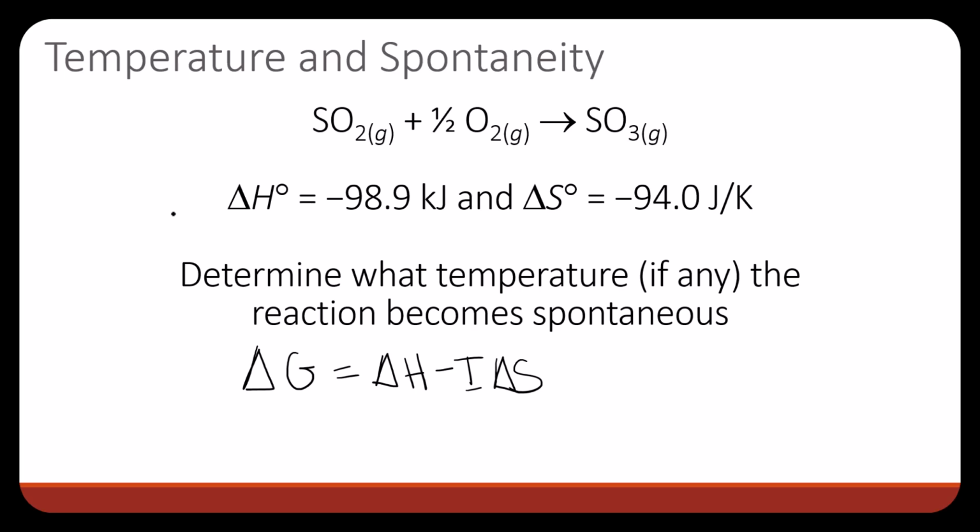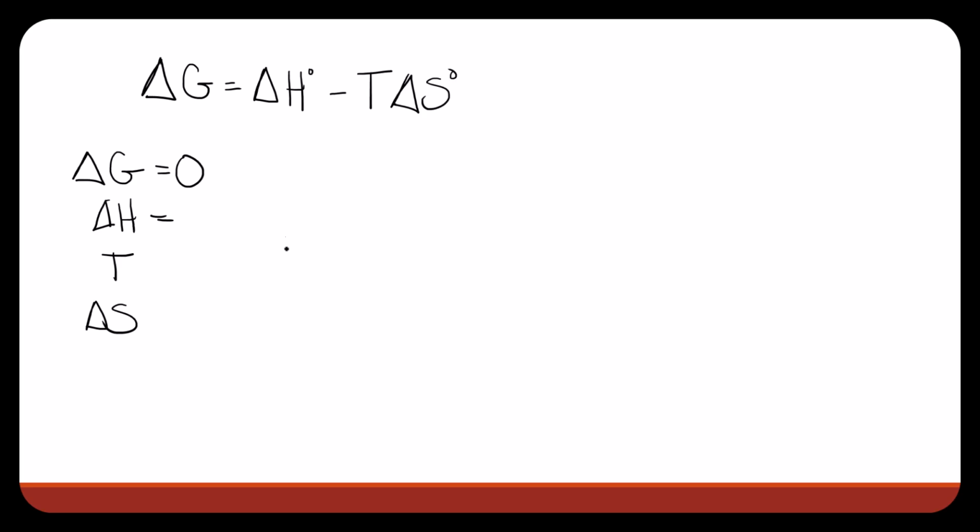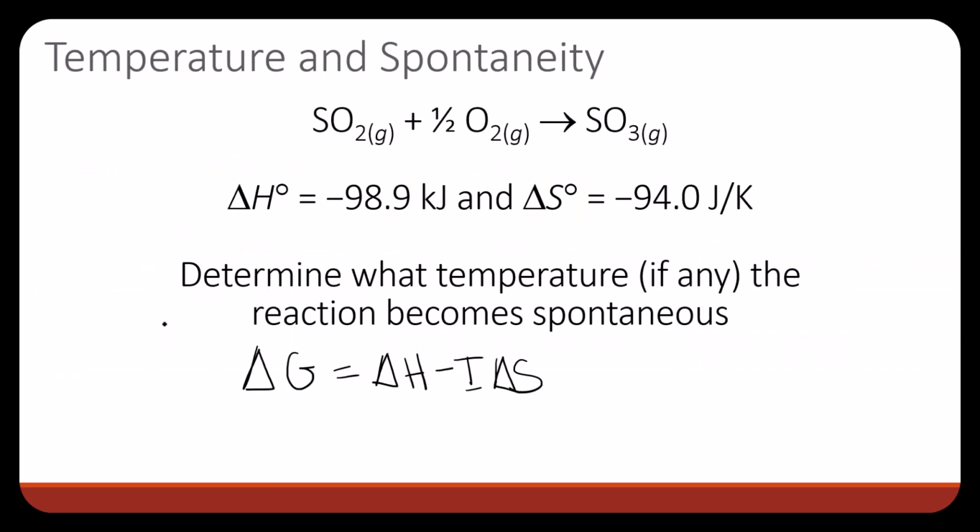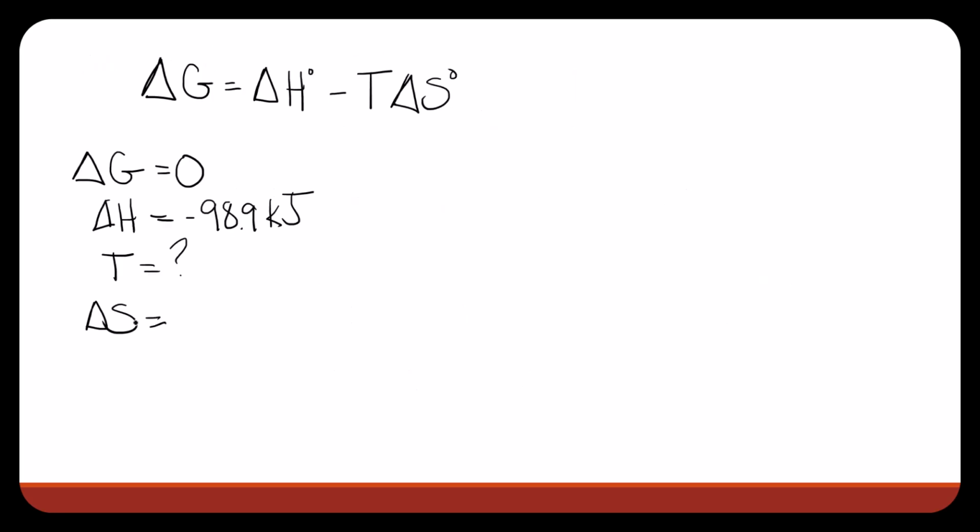Enthalpy in this case is a negative 98.9 kilojoules. Temperature is what we are solving for, so we're trying to determine at what temperature this delta G equals 0. And then our entropy is negative 94 joules per Kelvin. So I'm going to write that down, negative 94 joules over Kelvin.